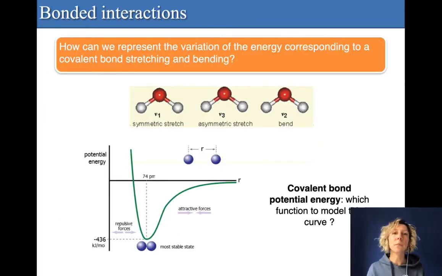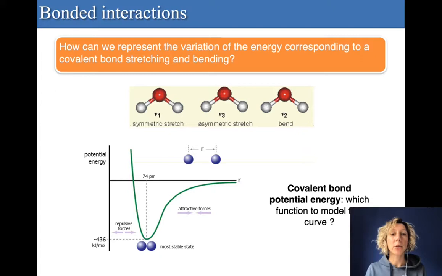If we go a bit more into details, first, the covalent bonds. So, the potential energy that is associated to this bond. Here there should be an animation, but you cannot see it. It's just an example of a water molecule and the types of motions that you can have with respect to this covalent bond, how it can move. There is the symmetric stretch or asymmetric stretch, and you can have some bending of the molecule.